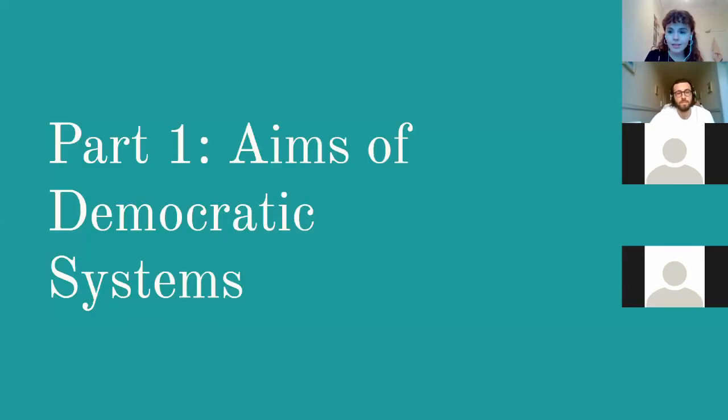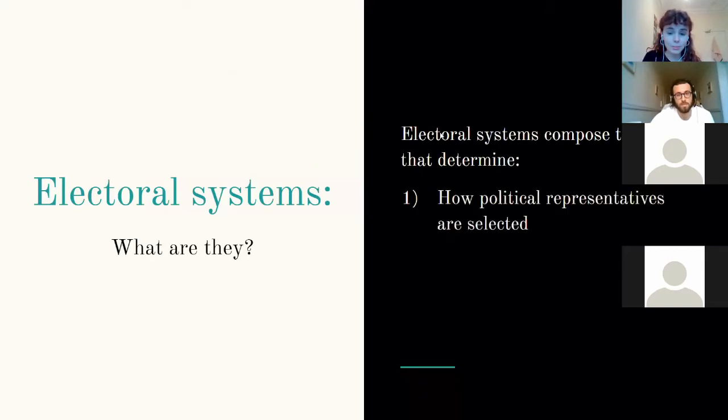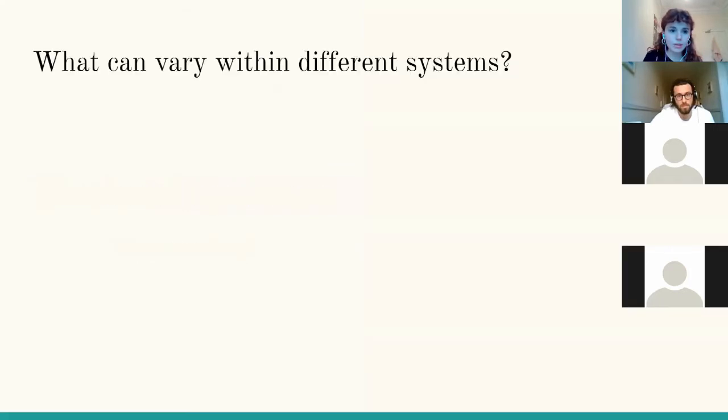Okay. Part one of this workshop is going to be about aims of democratic systems. So electoral systems, starting off, what are they? Electoral systems compose the rules that determine firstly how political representatives are selected, and then also how referenda are carried out. So referenda being direct democracy, and then political representatives being a way that people engage with democracy like by proxy.